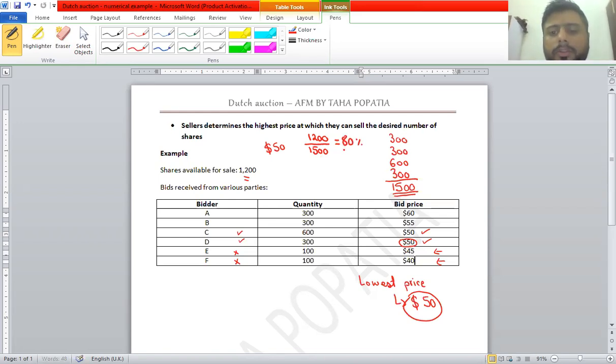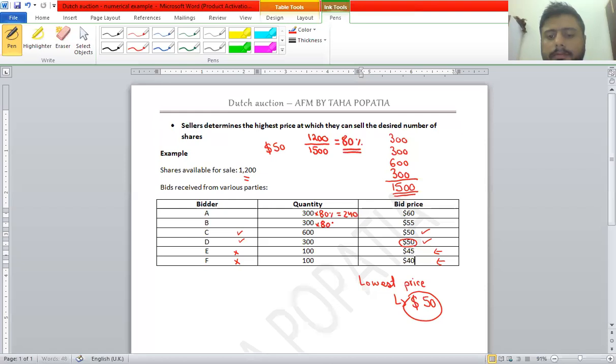This 80% shows that we have only 80% of shares available with us for sale, although the total shares which can possibly be subscribed at a price of 50 is 1500. Now what will happen is that everyone will get 80% of their shares. Like if I write over here, A will get, what is 80% of 300? 80% of 300 is 240. So A will get 240 shares.